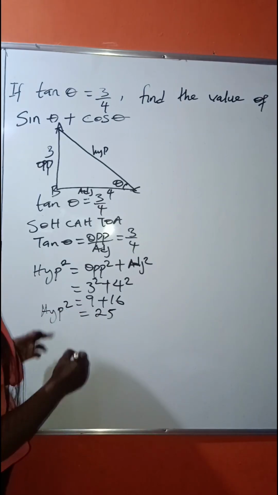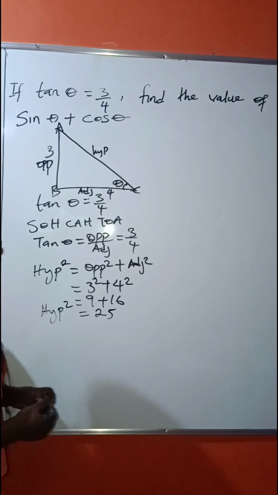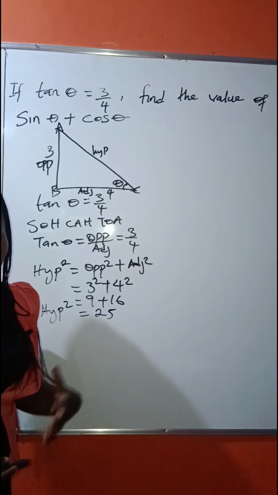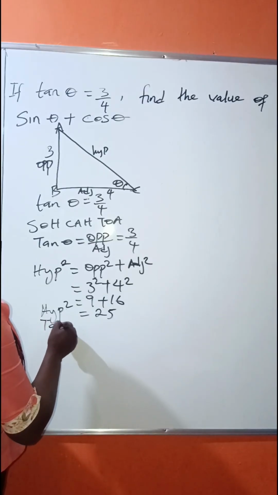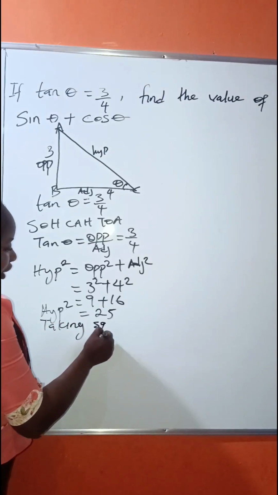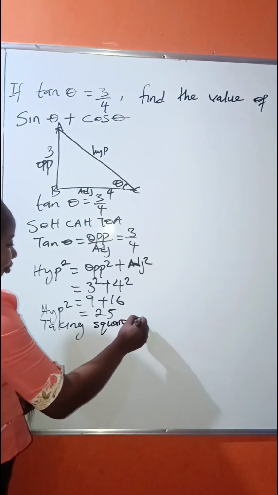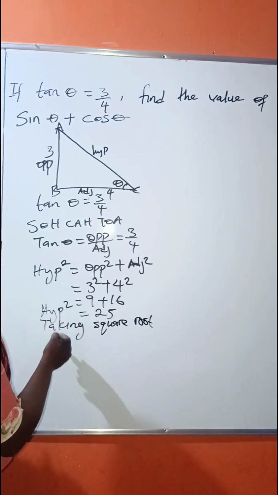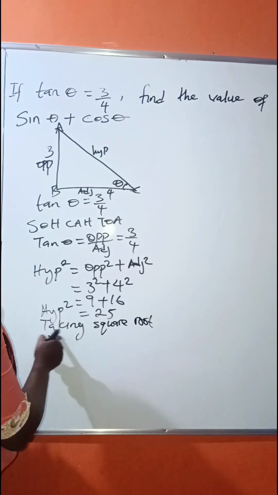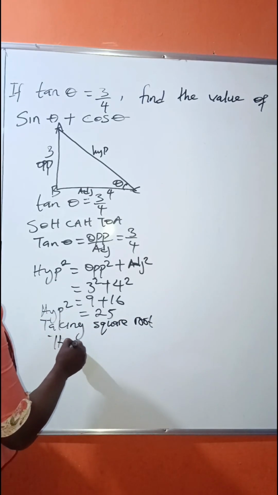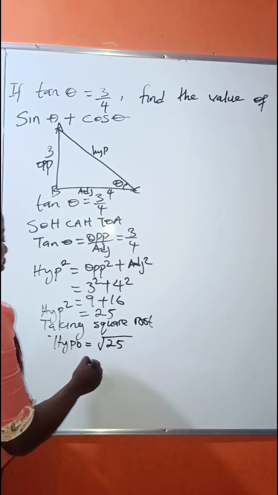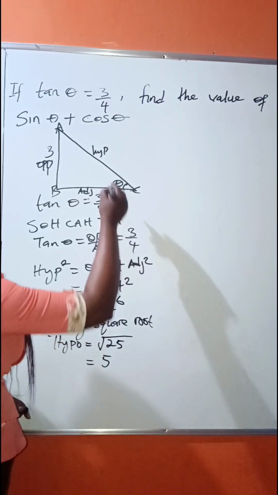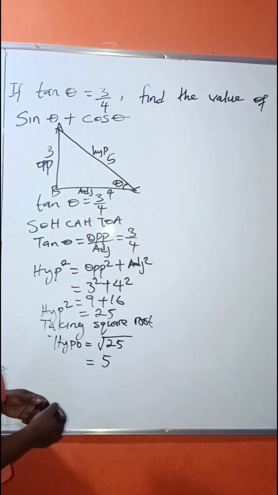We are looking for the hypotenuse, not the square of the hypotenuse. How do we get the hypotenuse from the square of the hypotenuse? That is taking the square root of both sides. So when we take the square root, we are left with the hypotenuse and then the square root of 25. What is the square root of 25? 5. So the hypotenuse is 5.